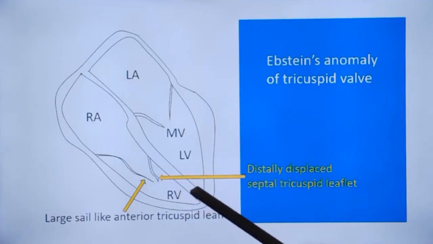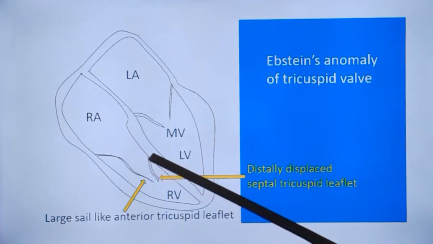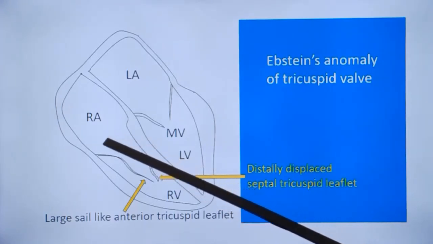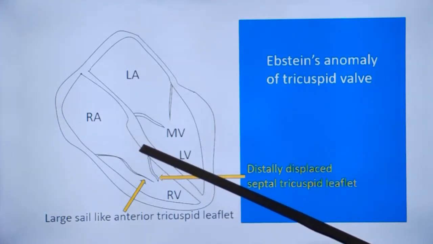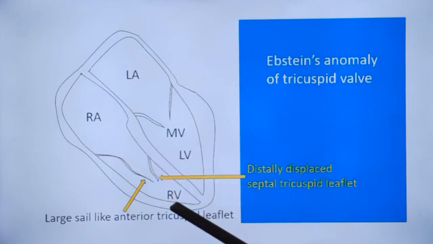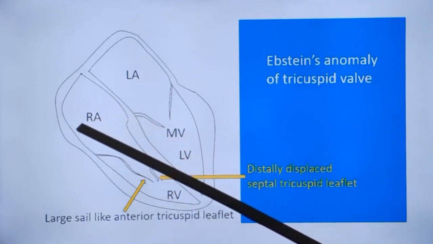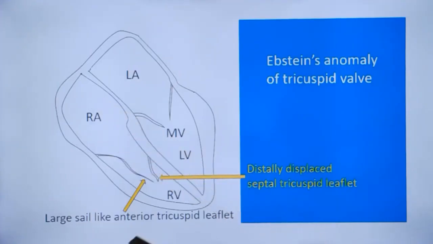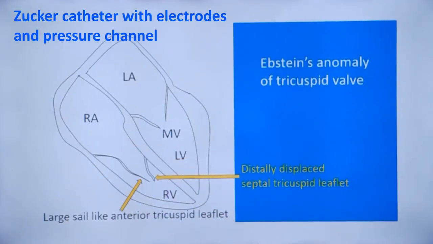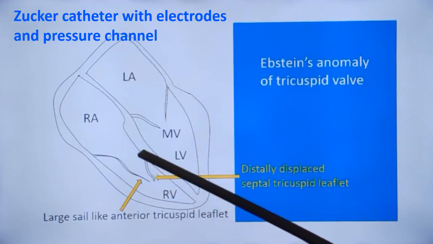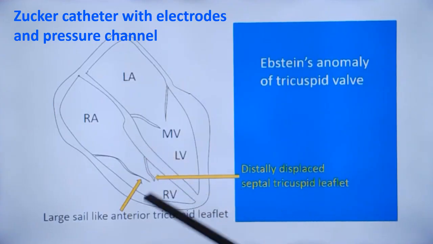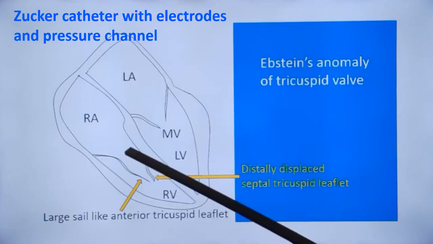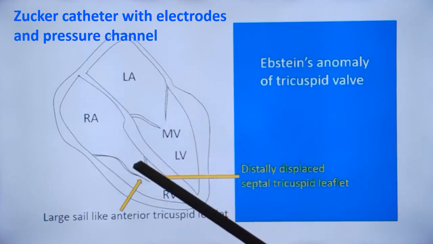In Ebstein's, a portion of the right ventricle here is atrialized. This portion is known as atrialized right ventricle. This is the regular right atrium. This is the atrialized portion of right ventricle. This can be a source of cardiac arrhythmia as well. This atrialized portion of right ventricle will have electrocardiographic features of right ventricle and pressure tracing of right atrium.